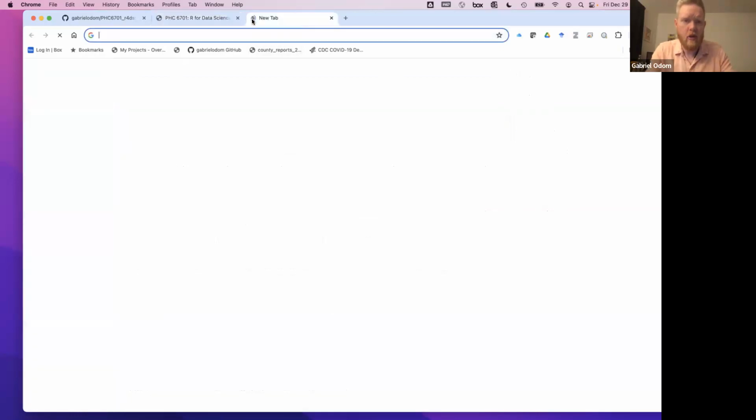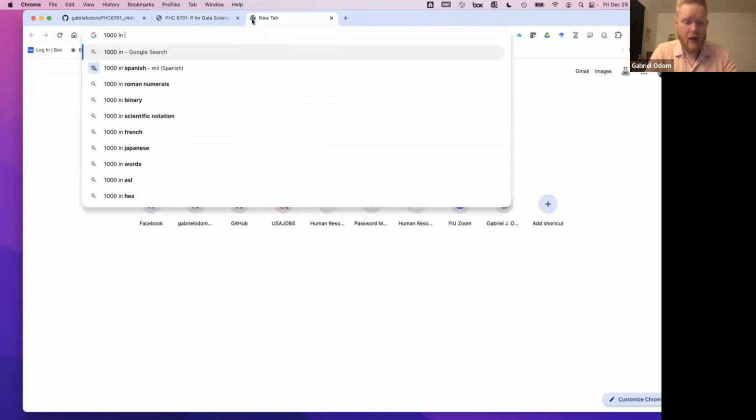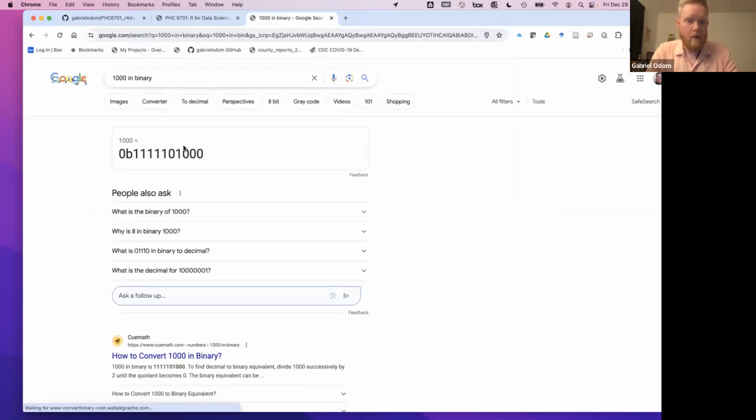Actually, we can just do it. 1,000 in binary. Okay, so what we're saying is there's a 512, and then there's a 256, and then there's a 128, then there's a 64, then there's a 32. There's not a 16. There is an 8. And then there's not a 4, there's not a 2, and there's not a 1. I'm pretty sure that's how you read that, and I haven't done this in a little while.